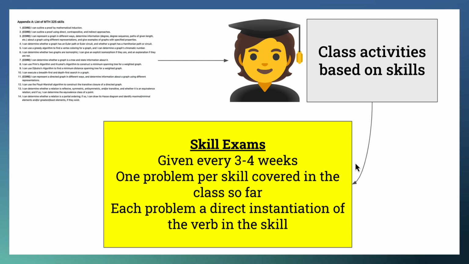In fact, every problem is not only aligned with the skills, it's a direct instantiation of the verb that is in the skill. If you look at those skills, all of them use the words I can, and then it describes doing something. I can perform a particular action. I can determine whether a graph is a tree. I can execute a breadth-first search in a graph. I can calculate a graph's chromatic number. These are all concrete action verbs, not something like I know how to find a graph's chromatic number, or I understand chromatic number.